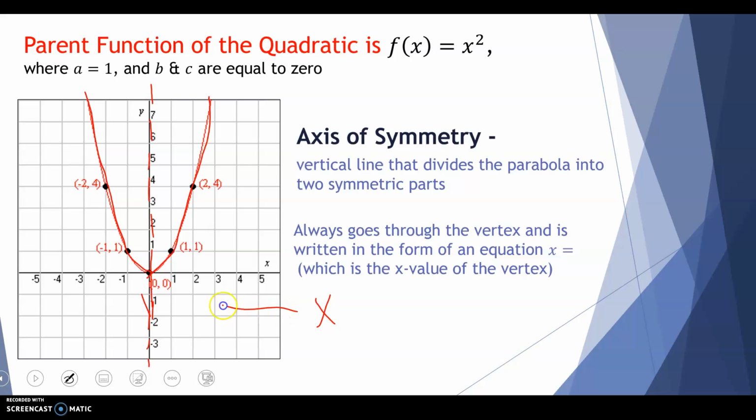So if you look at your vertex, it's x comma y. So the axis of symmetry would be x equals 0. So you never have to actually find it. You just need to find your vertex, draw your dotted line, and give me the x value. But make sure it's an x equals.